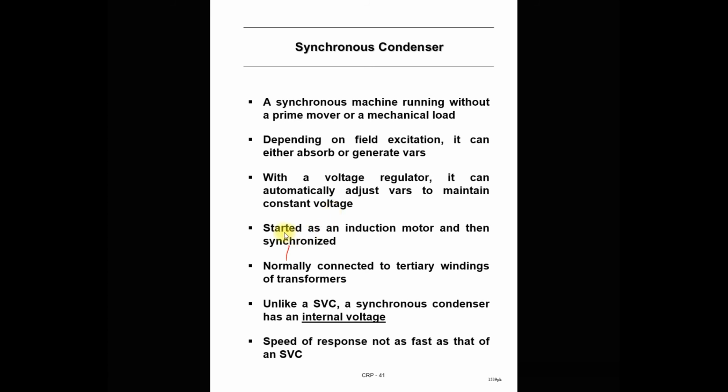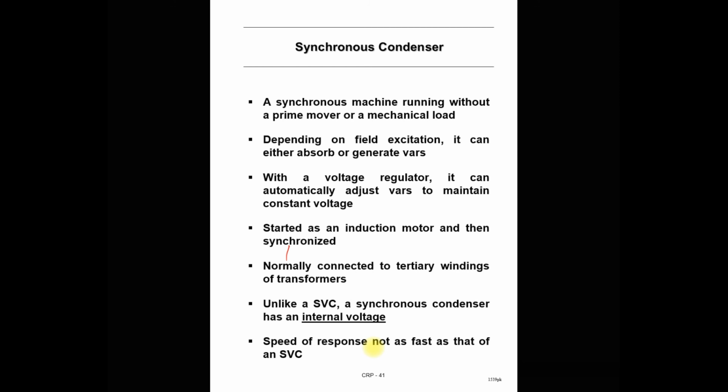Now, how does it work? It is started as an induction motor, and after that it is synchronized with the system to provide the compensation. It is normally connected to the tertiary winding of the transformer. Unlike the SVC, a synchronous condenser has an internal voltage source. This is the advantage. The second point is the speed of response, which is not as fast as that of the SVC. This is a disadvantage of the synchronous condenser.